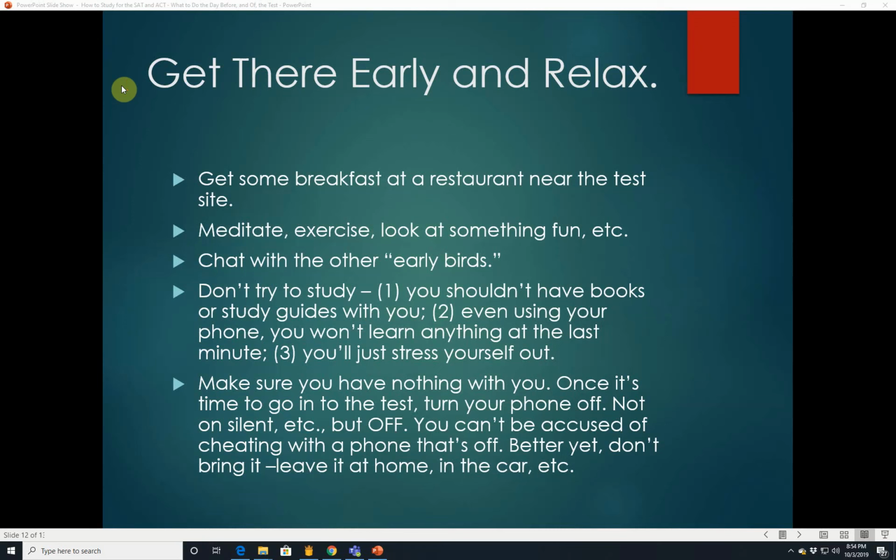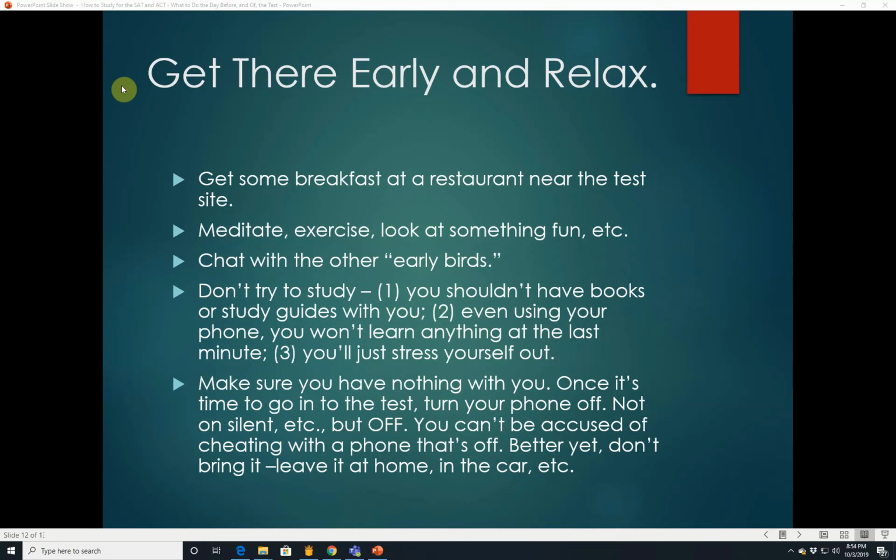So get there early and relax. Just get some breakfast at a restaurant near the test site, meditate, exercise, look at something fun, people watch, something like that. Chat with the other kids who showed up early, the early birds. Don't try to study. One, you shouldn't even have your books or study guides with you. They're going to make you put it up at the front of the room, and what if they get ruined or ripped or something like that?